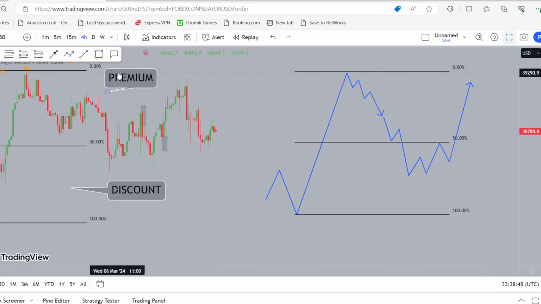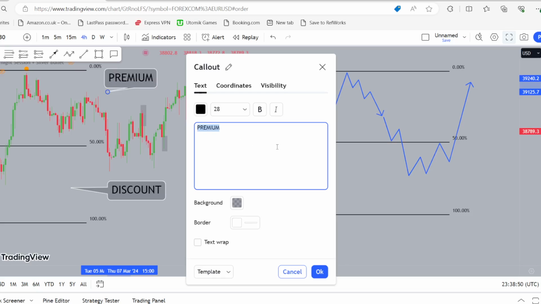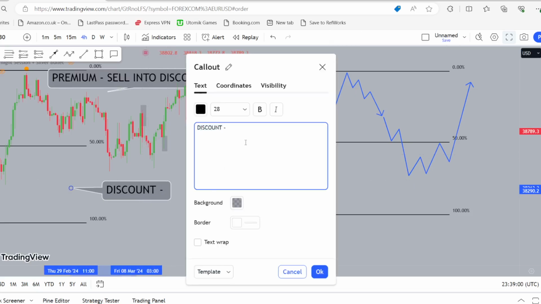So we want to be selling in the premium. You want to be selling into discount, right? Premium, right? So in the premium, we want to sell into discount. And in the discount, what do we want to do? Once prices come into a discount, we want to buy into, you guessed it, the premium.